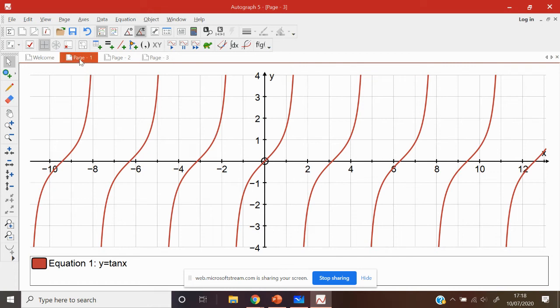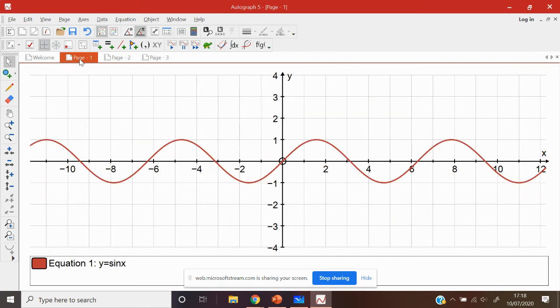In this clip, we're going to start looking at the graphs of the reciprocal trig functions. We looked at the definitions of the functions in the last clip, so this time we're going to see what happens if we try and graph them. Okay, so we have on the Autograph screen the curve y equals sine x.